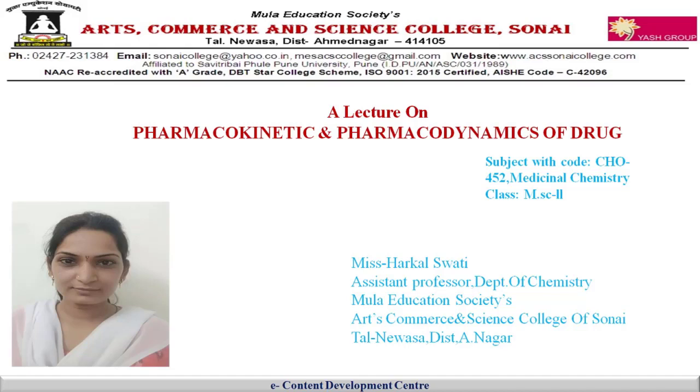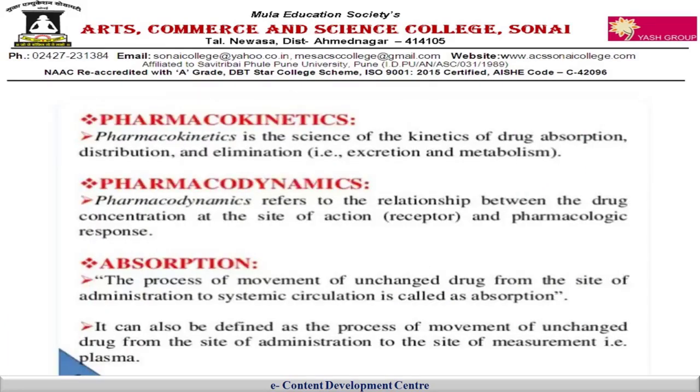Today's topic of discussion is pharmacodynamics and pharmacokinetics of a drug. First, pharmacokinetics. What is pharmacokinetics? Pharmacokinetics is the science of the kinetics of a drug: absorption, distribution, and elimination, that is excretion and metabolism. This is pharmacokinetics. Next, pharmacodynamics.